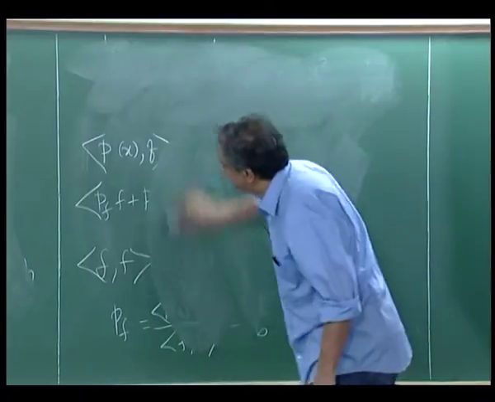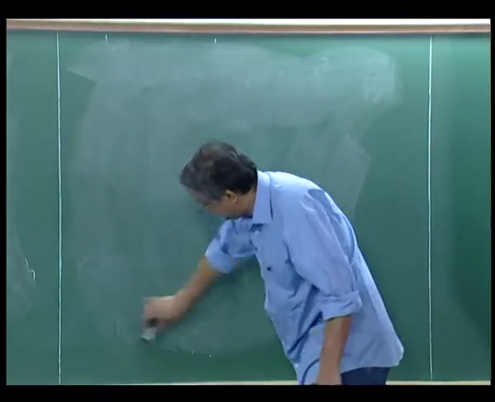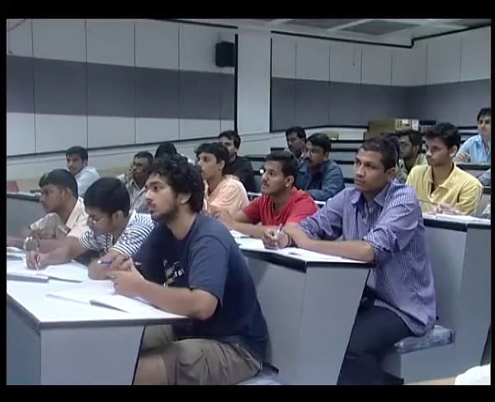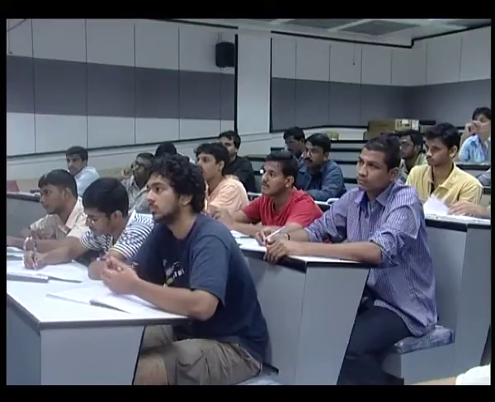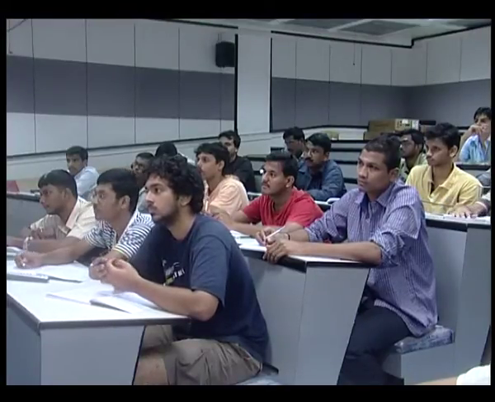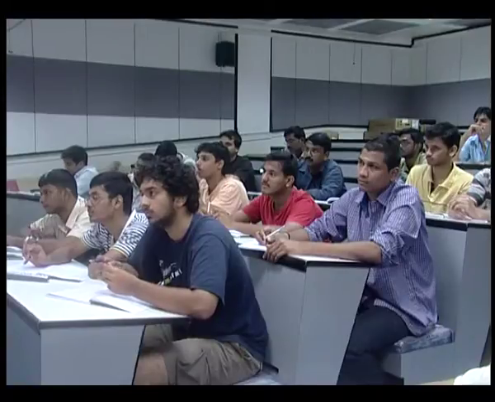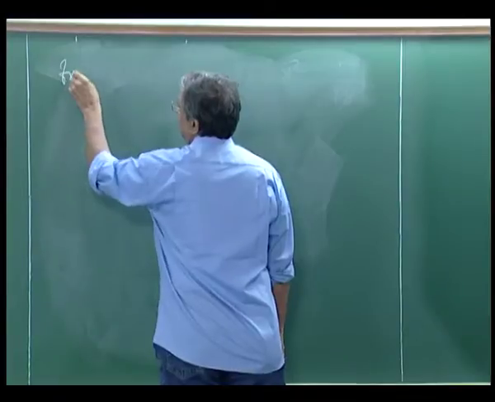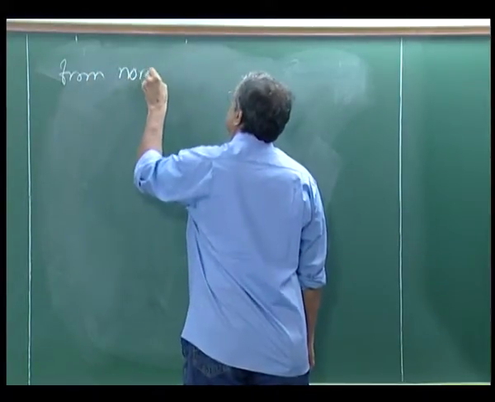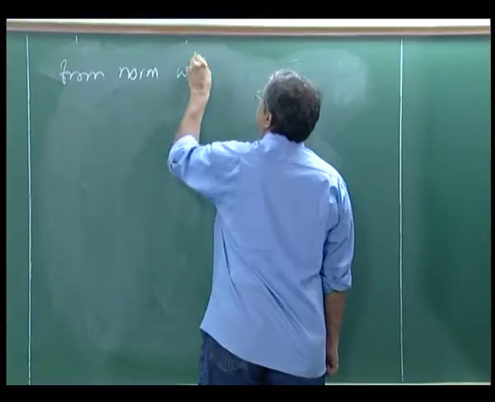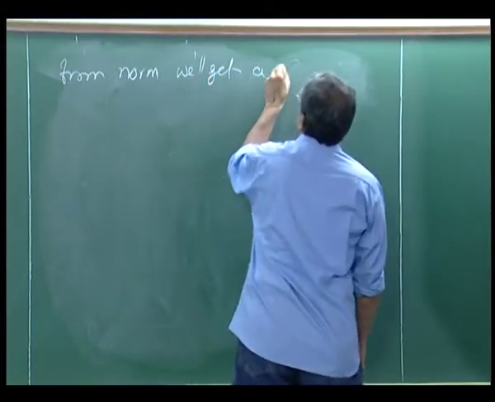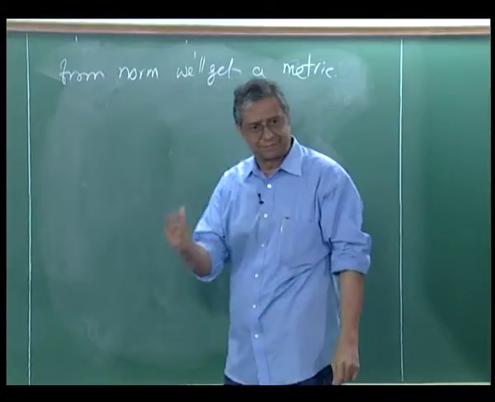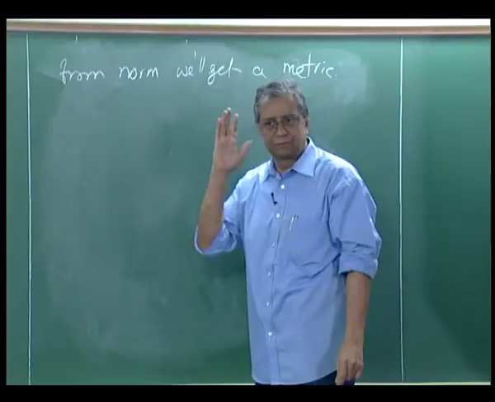So we have the dot product, we will use the dot product to do it. That is the reason why the dot product is extremely powerful, that is the reason why we have used it. We will use the dot product here to define something called a metric. So from the dot product, from the norm, we will get a metric. Metric is basically distance. Right now we only have magnitude.